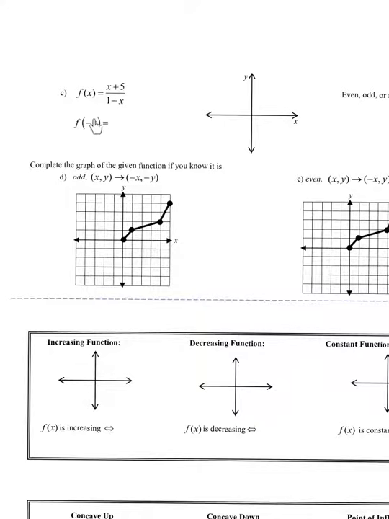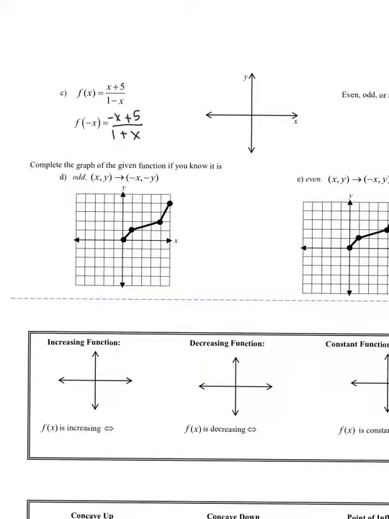So always I'm going to plug in negative x and see if I get the original equation back, the opposite equation, or neither. So I plug in negative x and I get negative x plus 5, all over 1 minus a negative x, which just becomes plus x.